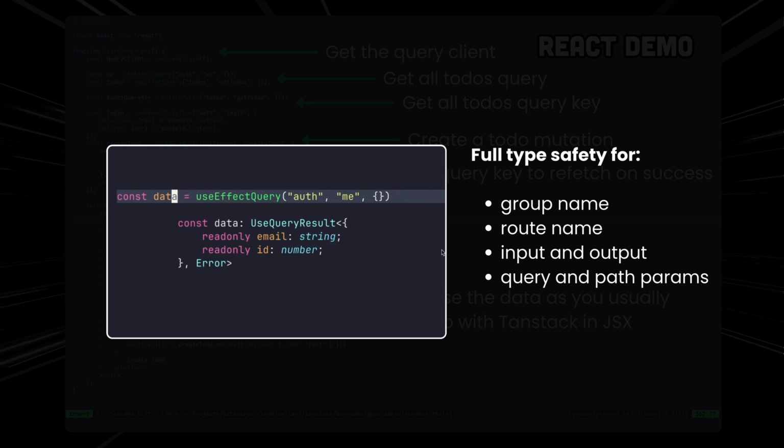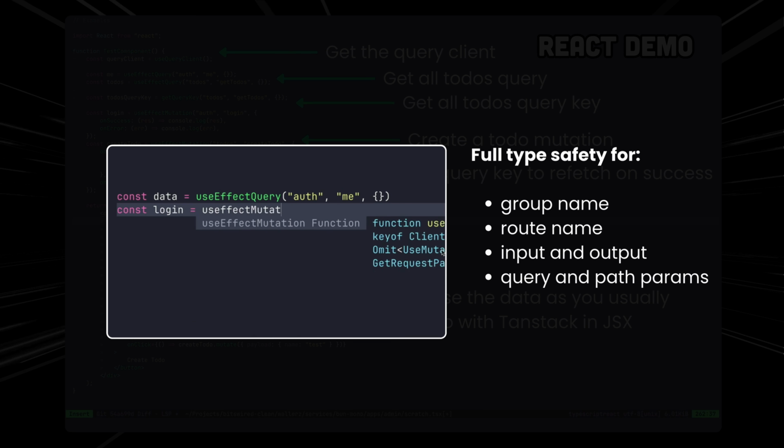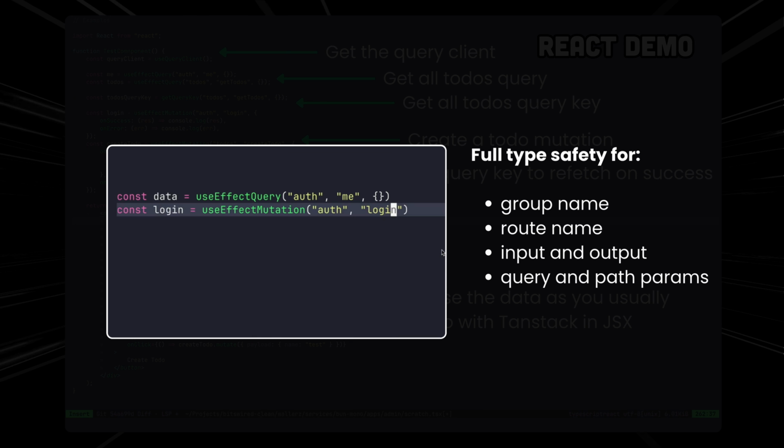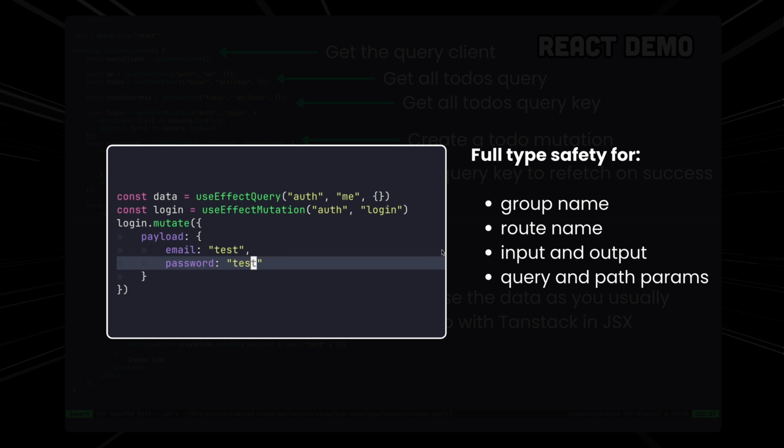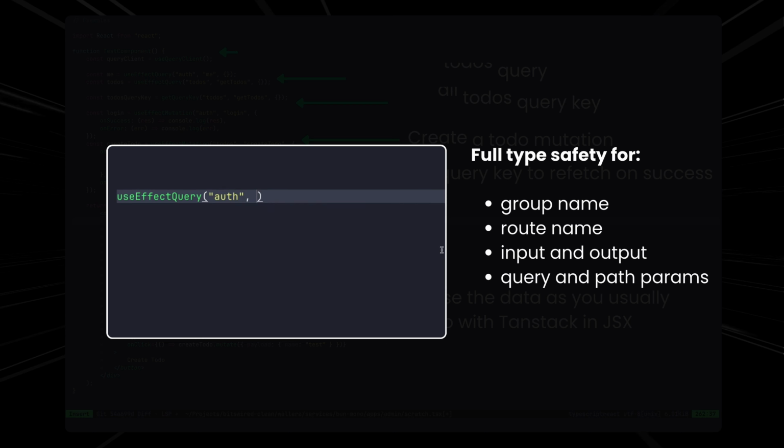This example shows how seamless it is to integrate our Effect HttpApi API with Tanstack Query. With just a few lines, we get fully typed queries and mutations, automatic cache invalidations, and a clean React component. It's a powerful setup that minimizes boilerplate and maximizes type safety.